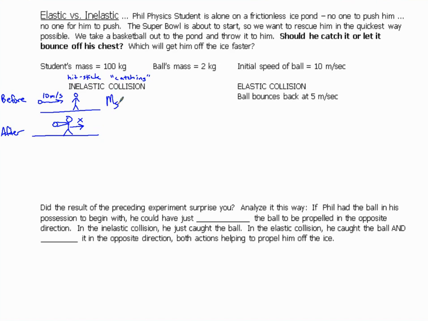So this conservation law says the mass of the student times the velocity of the student, this is the initial, plus the mass of the ball times the velocity of the ball, that's the initial, equals the mass of the student times the new velocity of the student, and the mass of the ball times the new velocity of the ball.